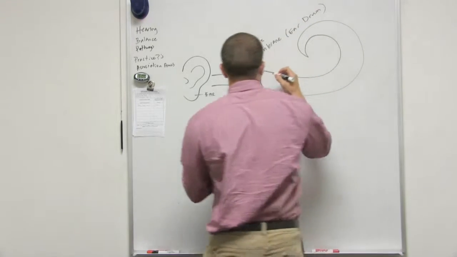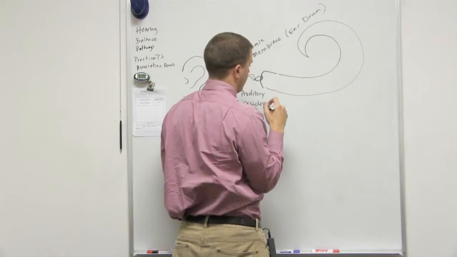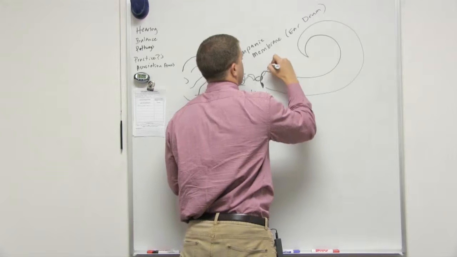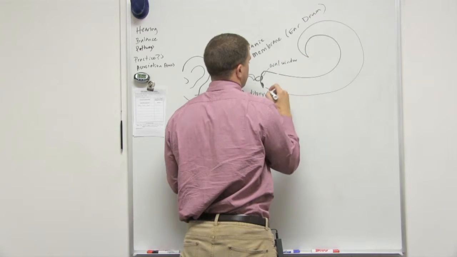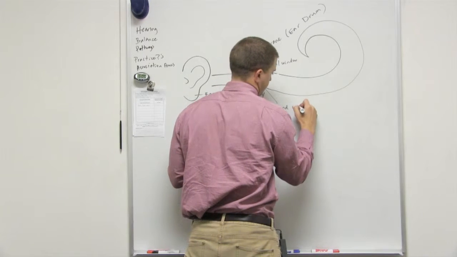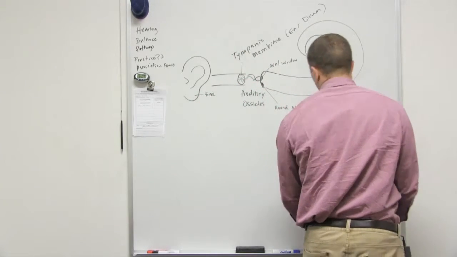But the stapes is connected to something on the cochlea. Any guesses? The oval window. Yeah, it's connected to the oval window. And below the oval window is the round window. Good job. Those are both on the cochlea.